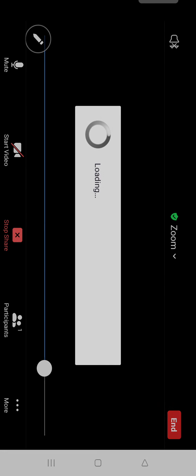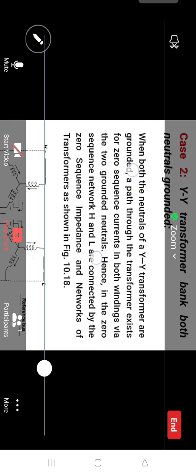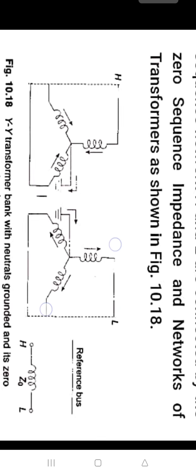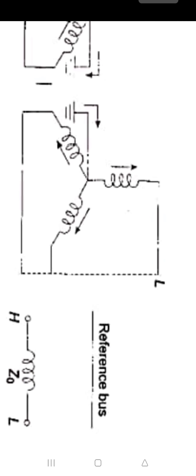The second case is the star-star transformer bank when both neutrals are grounded. So, here you can say H and L are both grounded. So, we connect them through a continuous line with the impedance Z0.